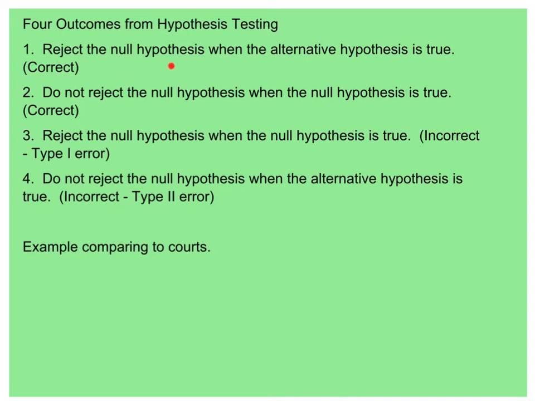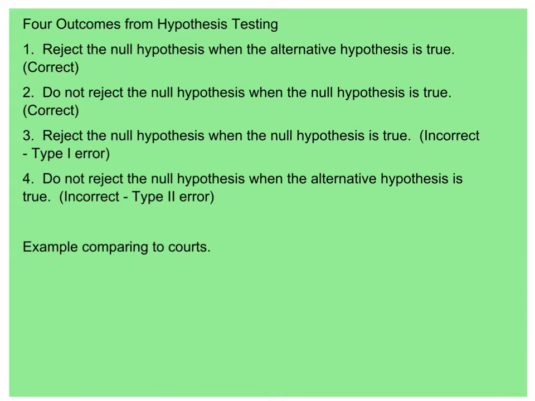You reject the null hypothesis when the alternative hypothesis is true. That's a good thing. You don't reject the null hypothesis when the null hypothesis is true. That's a good thing. You reject the null hypothesis when the null hypothesis is true. That's bad. That's called a type 1 error. That's incorrect. And then you don't reject the null hypothesis when the alternative hypothesis is true. That's also bad. That's called a type 2 error. So I read them all. You probably have no clue what any of that means, which is why we compare it to a court system.